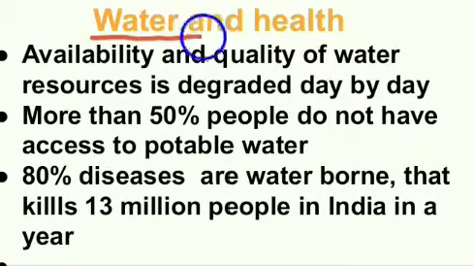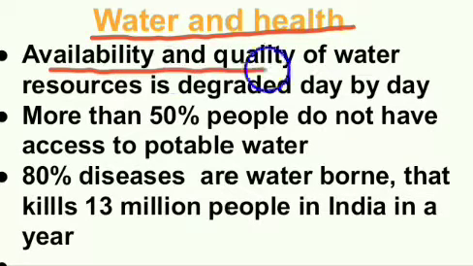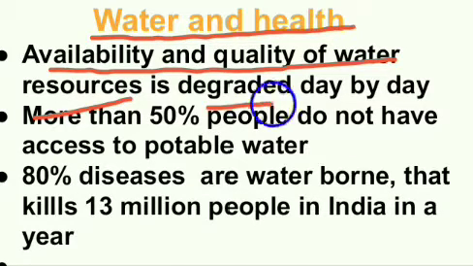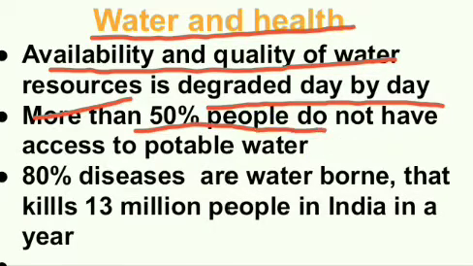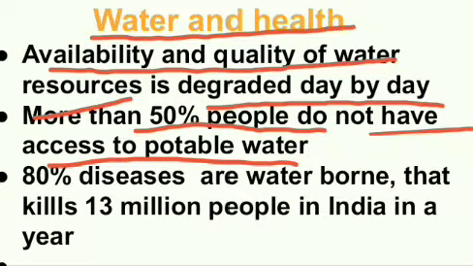As we all know, water is called life because it is essential for the survival of all life forms on the earth, and the availability and quality of water resources is being degraded day by day due to human activities. Uncontrolled development, growing population and growing industrialization, all these things are responsible for the degradation of availability and quality of water. In India, more than 50% of the people do not have access to potable drinking water. More than 50% of Indian people are not getting fresh and pure water to drink.